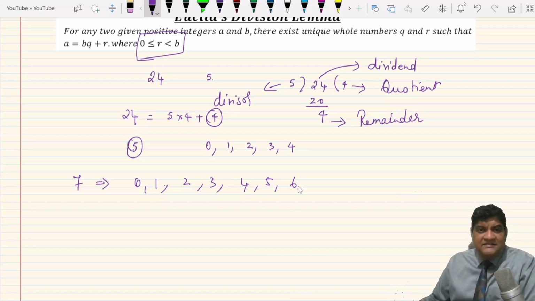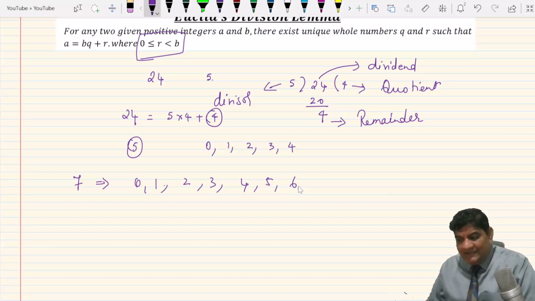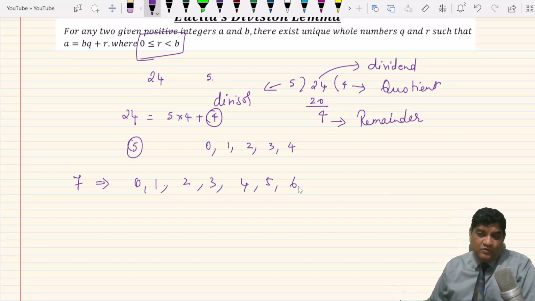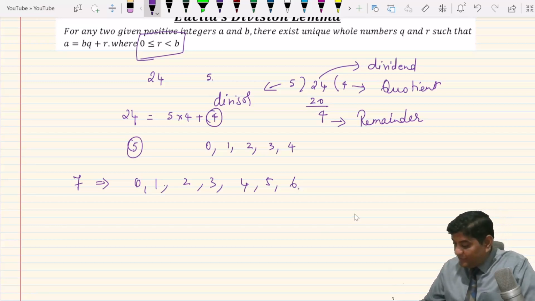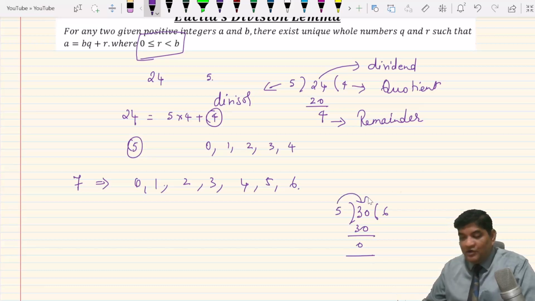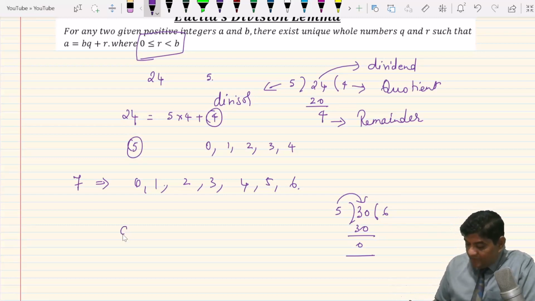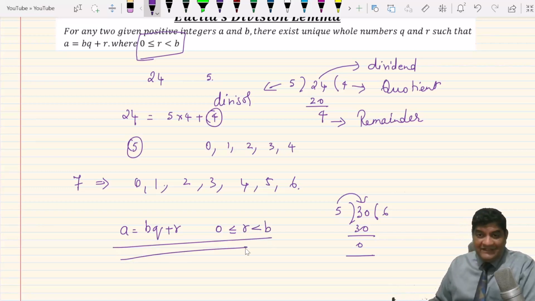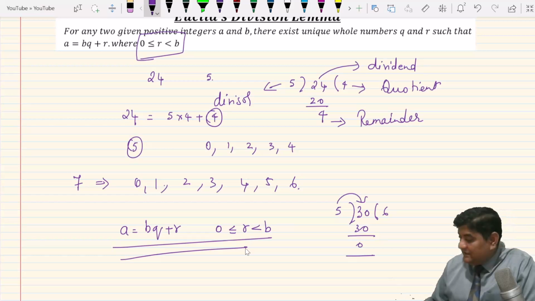If in case the remainder is a 0, then you know that the number is a factor, which is exactly what you learn in remainder and factor theorem also. What do I mean? Let's say, for example, I'm dividing 30 by a 5, then 5 6s are 30. The remainder is a 0, which means 5 is a factor of 30. There is no remainder. So keep this in mind. a is equal to bq plus r, and 0 less than or equal to r less than b. We're going to be making use of these to solve the questions which are in the exercise.